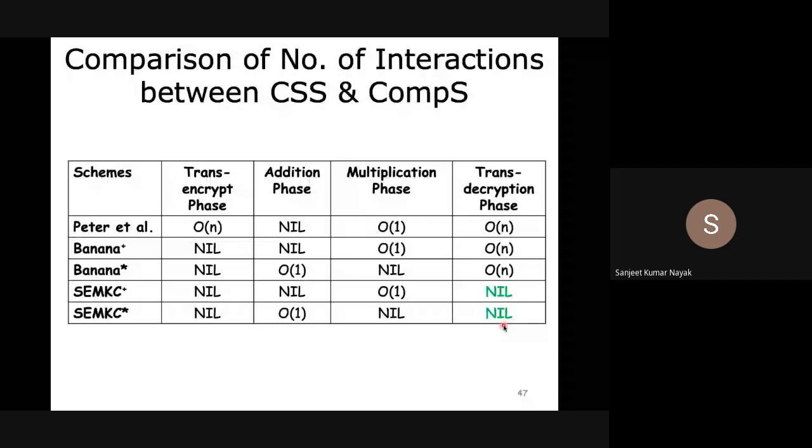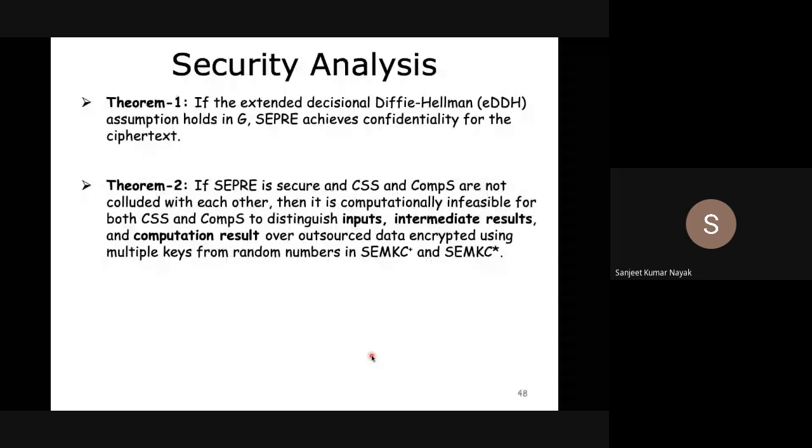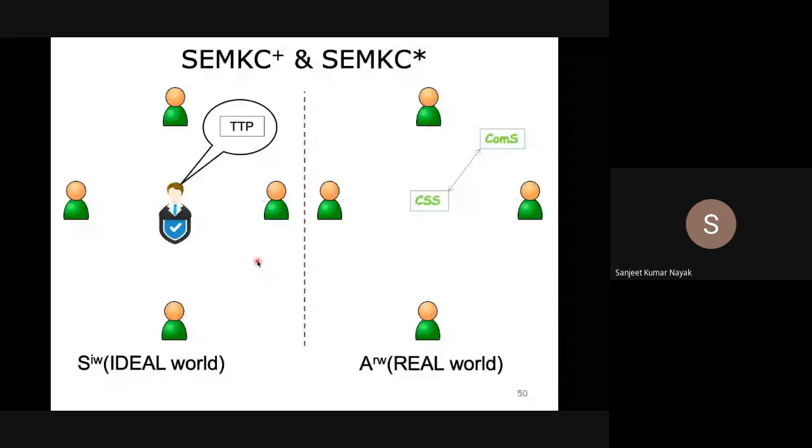Similarly, if you see here the encryption phase, the first scheme that I discussed, it was order of n, but in this it was nil. But unfortunately, for the decryption phase, they incurred order of n in converting the ciphertext, but in our scheme you can see both are nil. So this is the advantage that we got in our scheme, and we proved the security of the scheme also. That means it is secure and you cannot distinguish between input, intermediate result and the computation result. So details you can get from the paper. This is the result I want to show you.